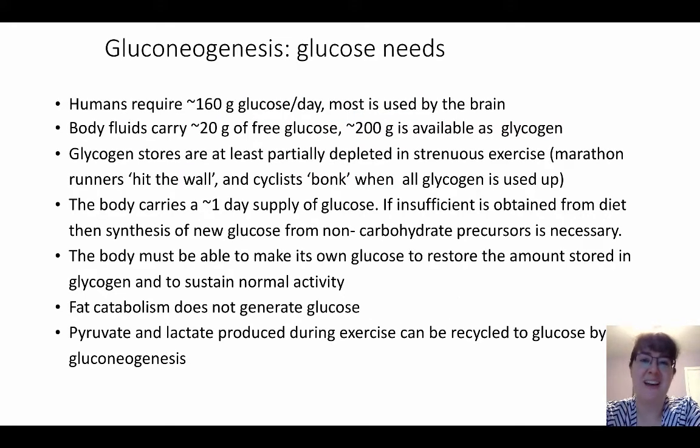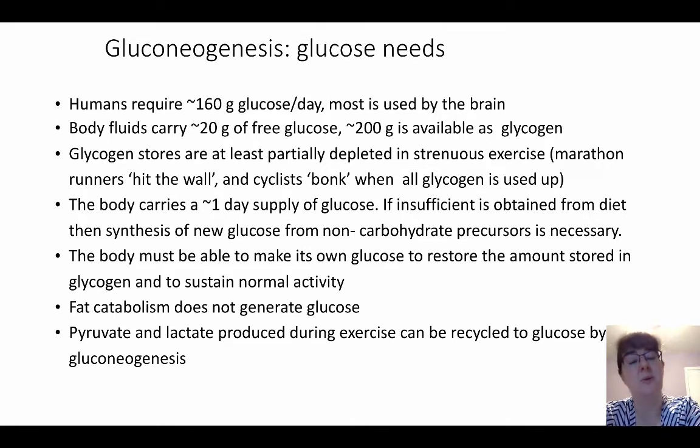The human body does actually need glucose. So when we were talking about glycolysis, it seemed like, oh, well, we need energy, and glucose is just a nice way to get energy. But the brain also uses glucose specifically. So the body does carry a certain amount of glucose, about 200 grams available as glycogen. Those glycogen stores are going to be depleted, at least partially, by strenuous exercise. And so the body's got about a day's worth of glucose.